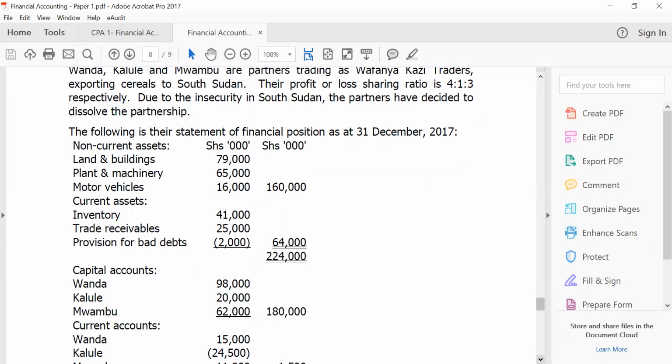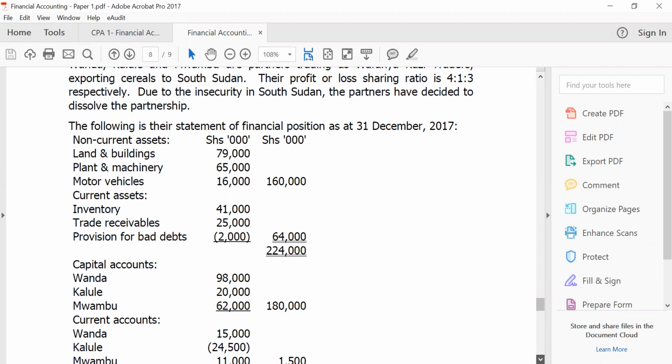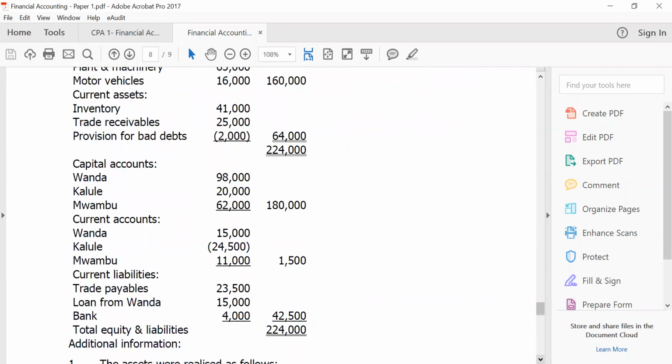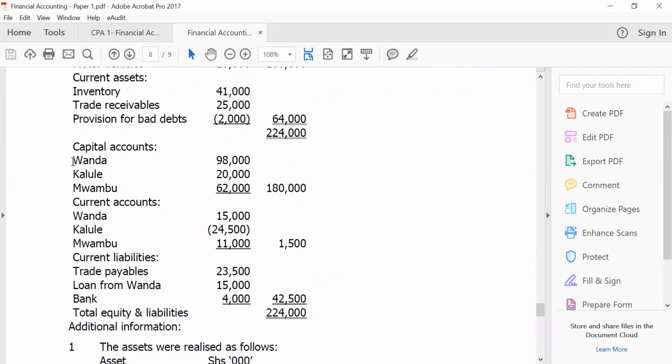So we have land and building, plant and machinery, motor vehicle, inventory, trade receivables, and provision for bad debts. We have capital accounts for the respective partners. There are 3. We also have their current accounts. So if you remember yesterday, we said that these partnerships that have the current account hold what we call a fixed capital.